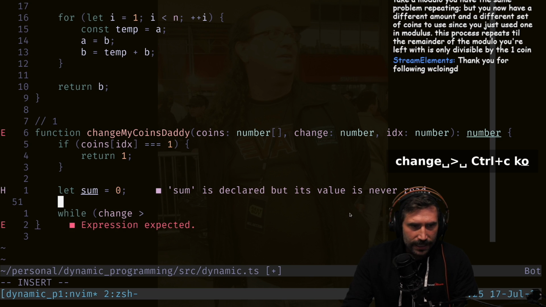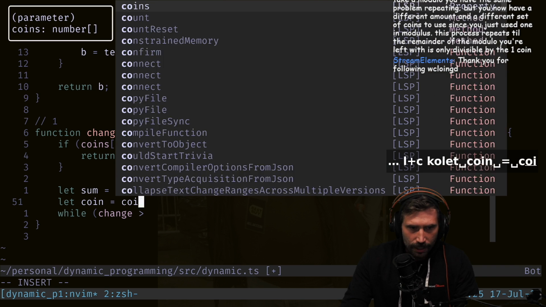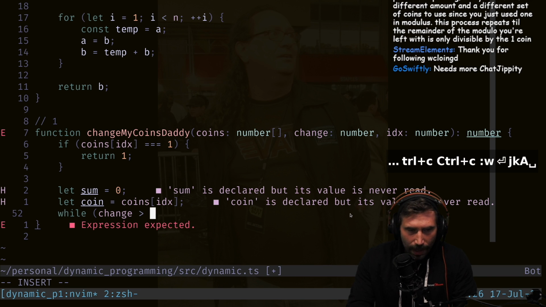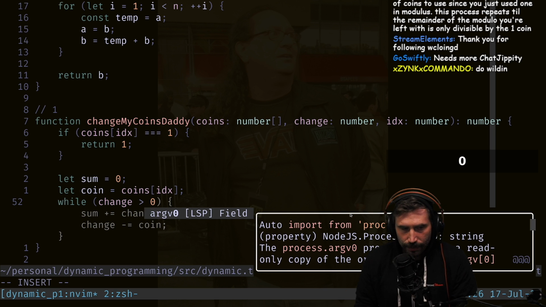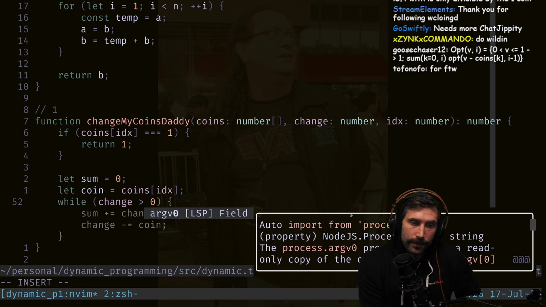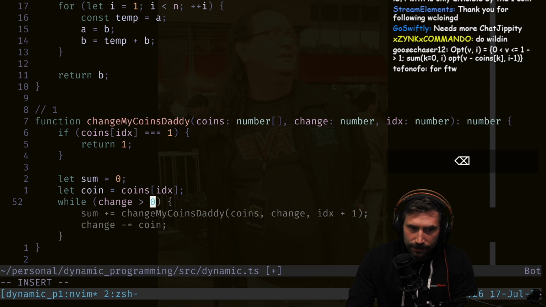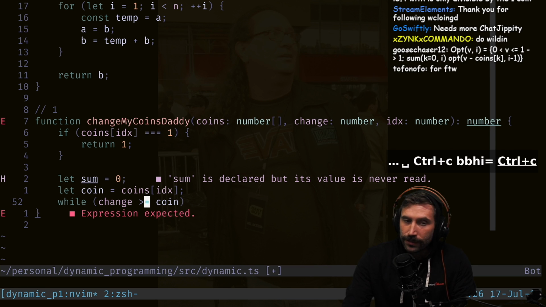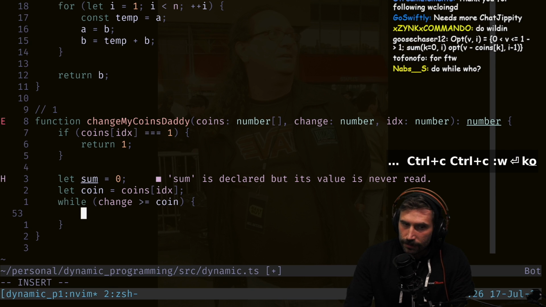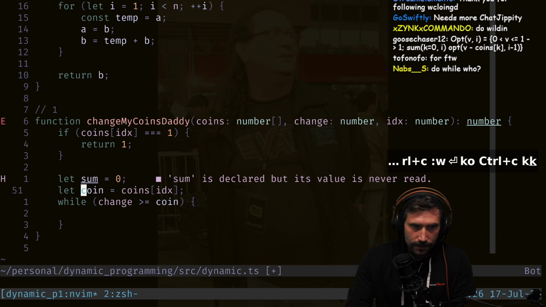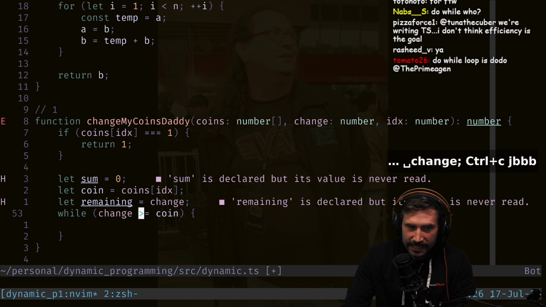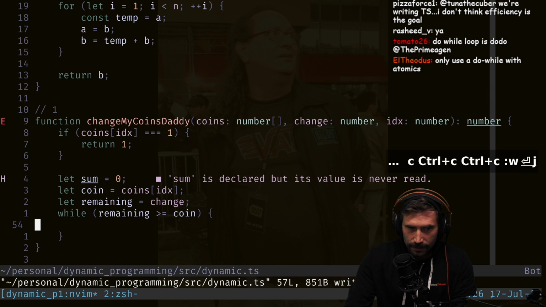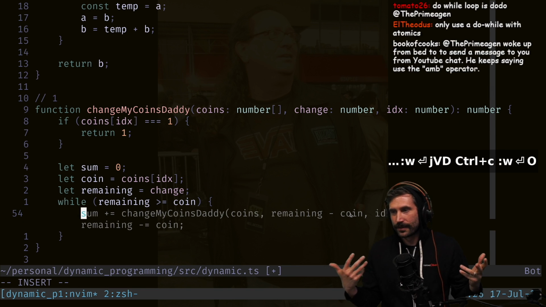While change, let's see, let coin equals coins index. While change is greater than 0, right? Yeah. Wait, no, while change is greater than coin, right? Greater than or equal to coin, right? I don't know if I even got this. I don't even know if I got this thing even close to doing it correct. But let's just find out, okay?